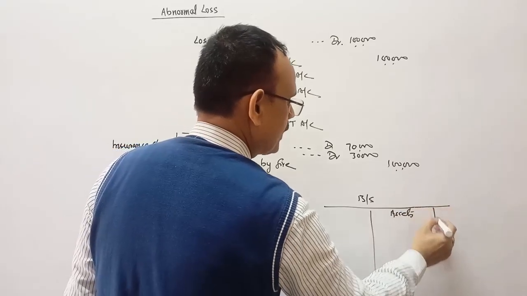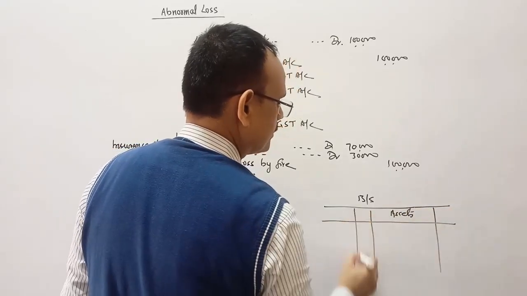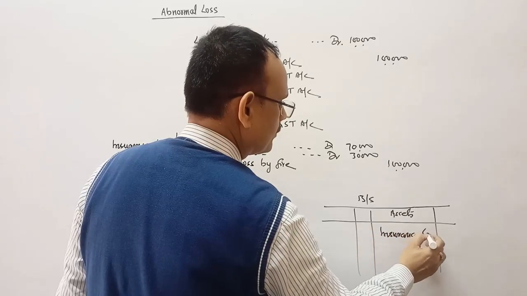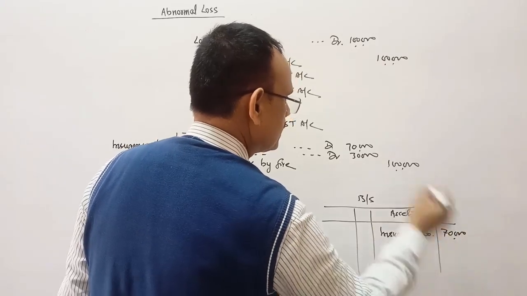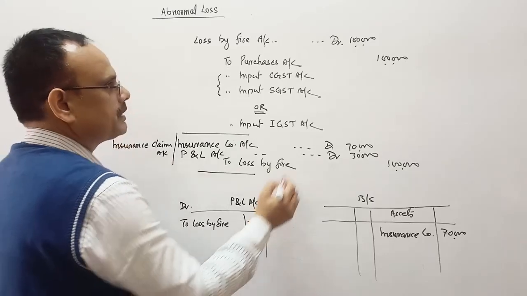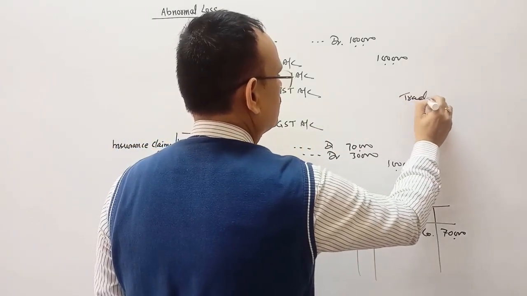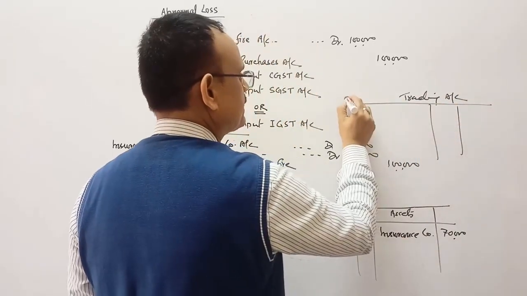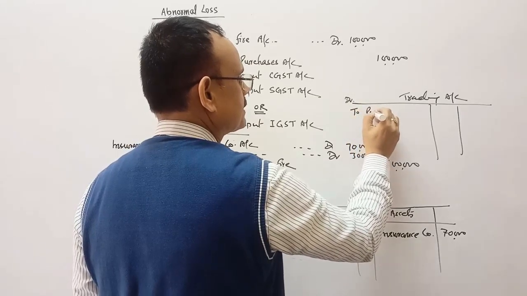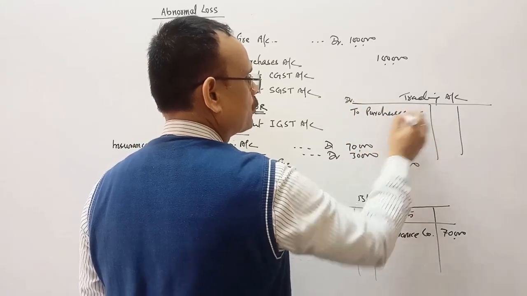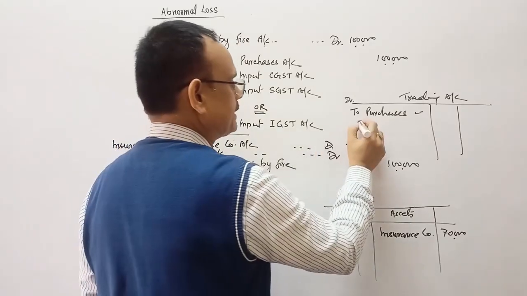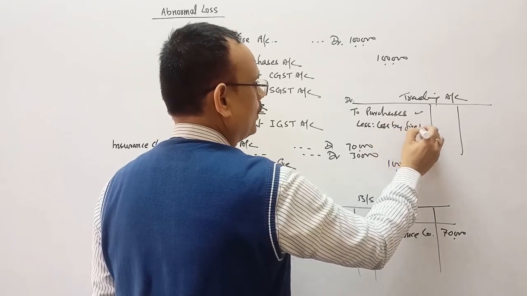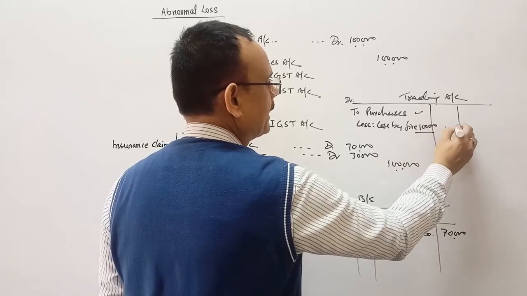On the asset side, you write insurance company 70,000. In the trading account, on the debit side, to purchase, you write the amount of purchase given in the trial balance and deduct loss by fire 1 lakh, and write the net amount after that.